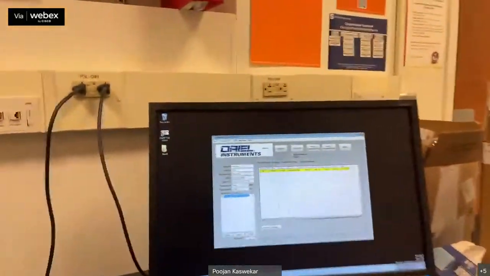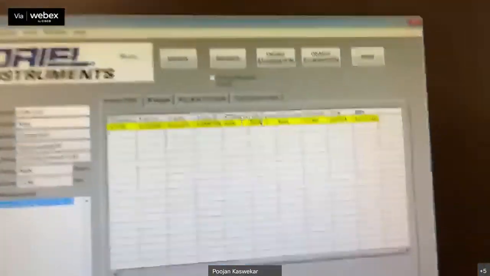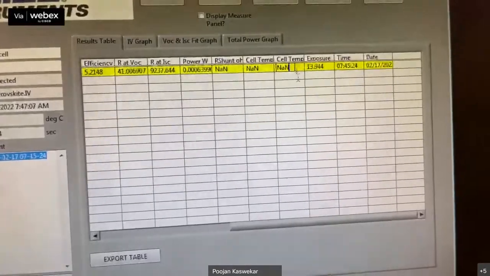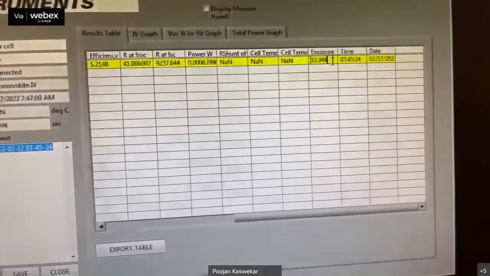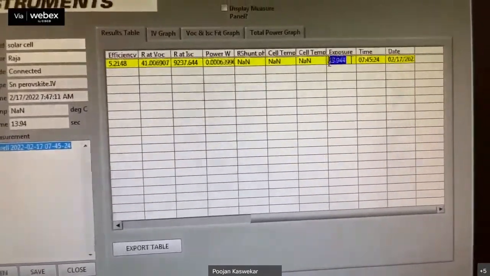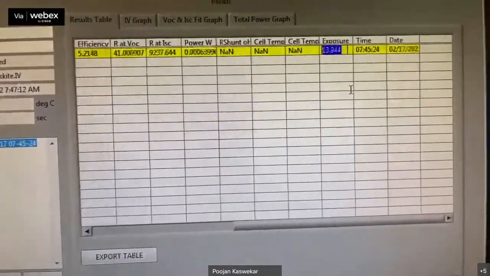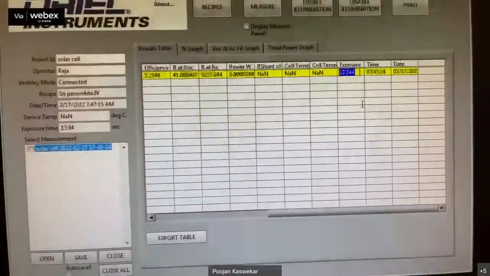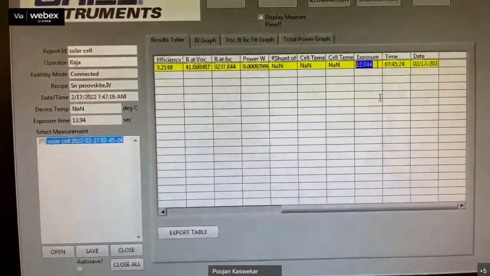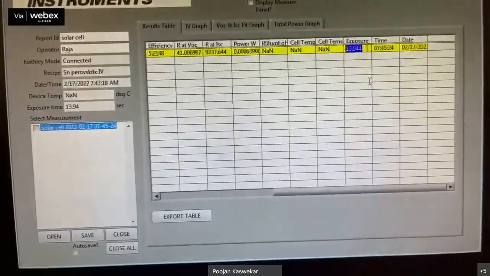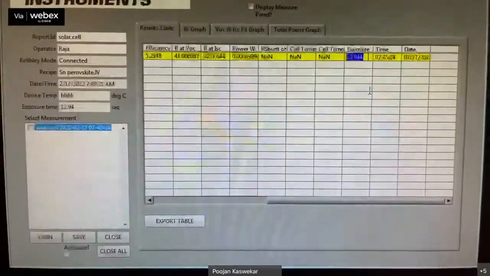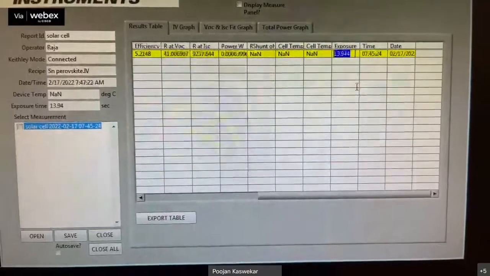So we can set up the cell temperature too, R shunt, cell temperature, and exposure time. So this is the typical time I'm exposing my sample to the light. When I'm measuring something, I'm exposing it for 13.94 seconds to the sunlight from 0 to 0.8 volts.